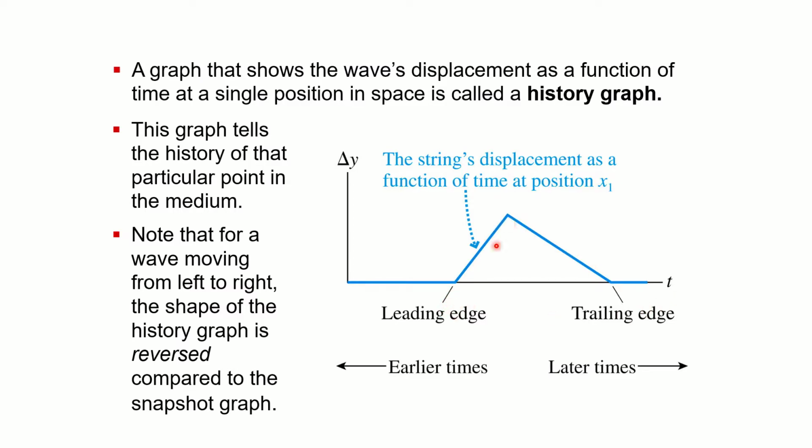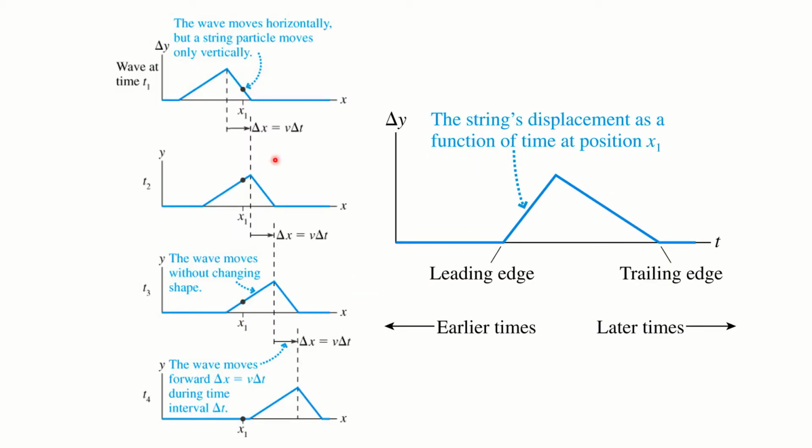So this wave was traveling to the right, and the shape of it actually flips when we go from a snapshot to a history plot, because the earlier time is on the left on the snapshot plot. You can see how this works if we compare the two. If we look at the successive snapshot graphs we had previously, we see this triangular type pulse moving to the right.